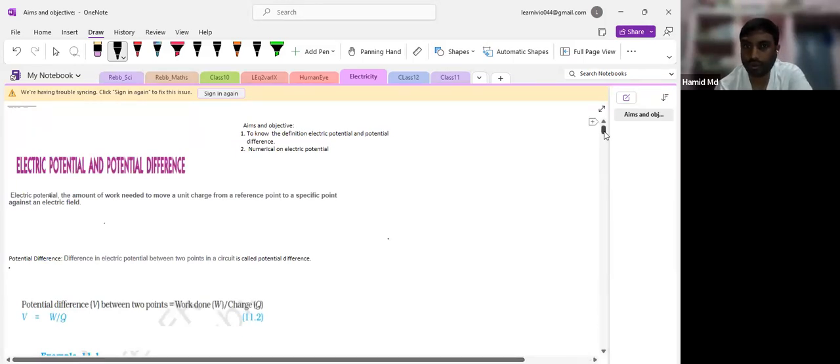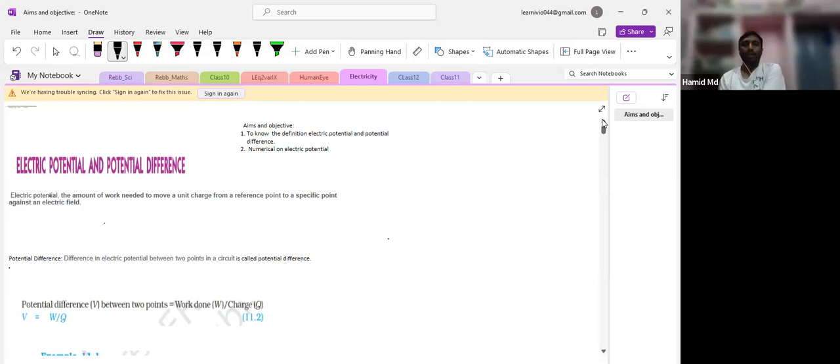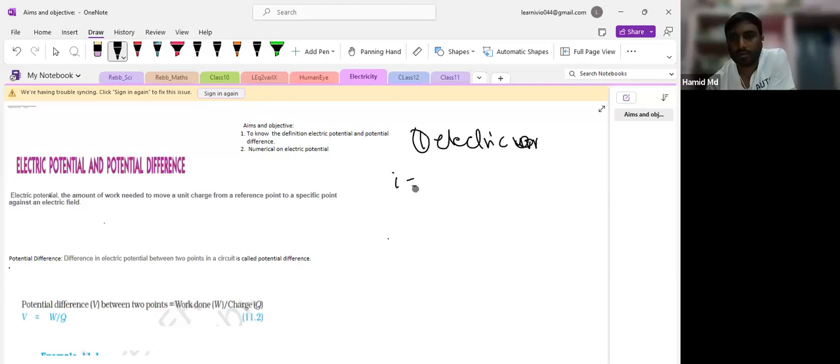So first of all, tell me, what is electric current? It is the rate of flow of charge. That's good. Electric current is the rate of flow of charges: I is equal to dq over dt. What is the unit of current? Ampere.